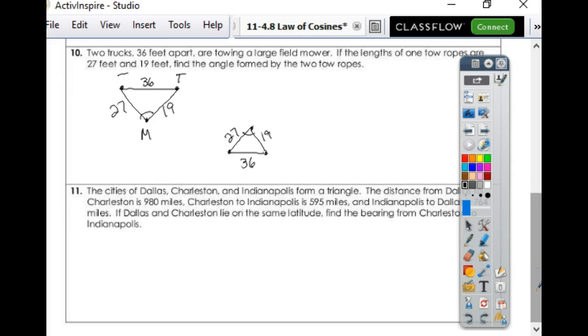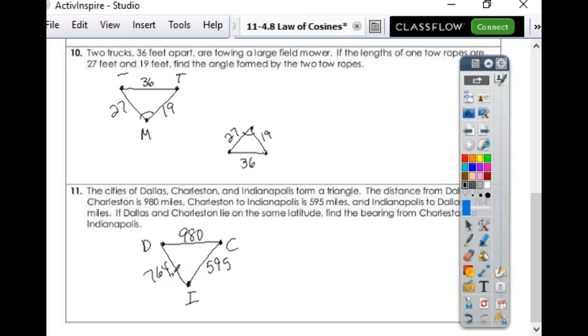All right. Number 11. Third time to get this one right. Okay, so the cities of Dallas, Charleston, and Indianapolis make a triangle. The distance from Dallas to Charleston, Charleston to Indianapolis, and Dallas to Indianapolis. So I'm going to start with Dallas and Charleston. Dallas to Charleston, and that distance is 980. So then that means that Indianapolis is down here. So Charleston to Indianapolis is 595 and 764.